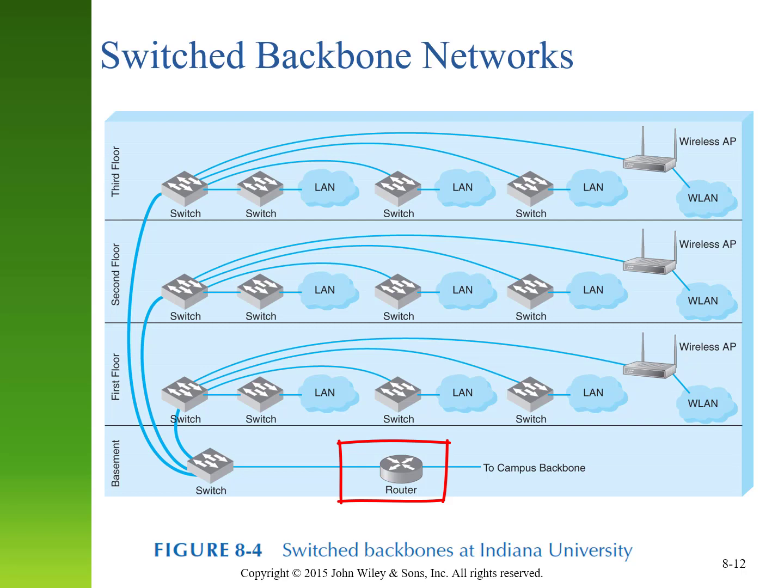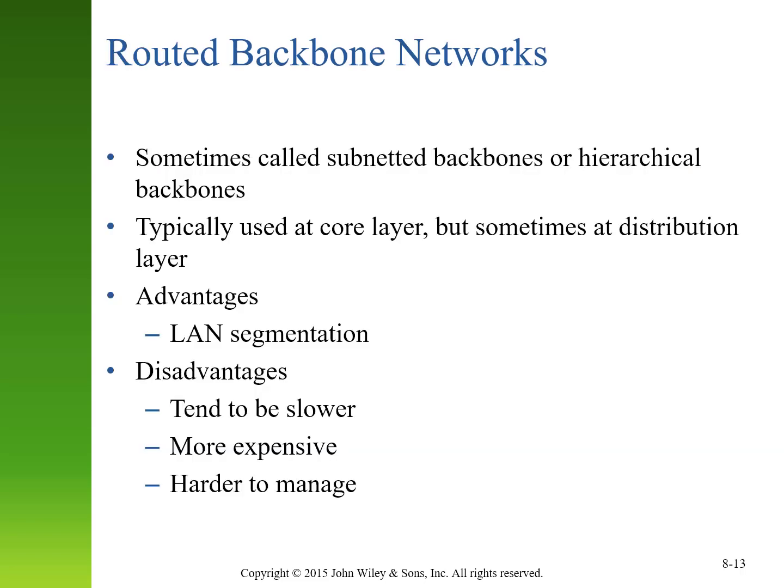And then you can see a transition from a switch to a router when we move outside of the building. The campus backbone in this picture looks like it's going to be a routed backbone network, which is pretty common for core backbones. Routed backbones are sometimes called subnetted backbones or hierarchical backbones, and they are much more common at the core layer, though we still see some routed backbones at the distribution layer.